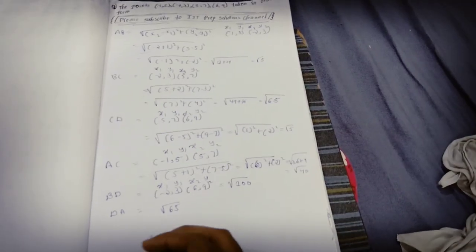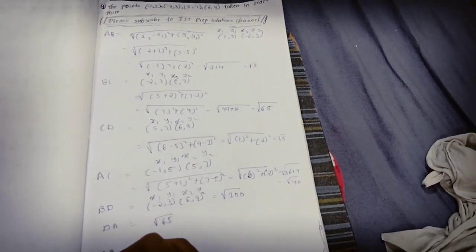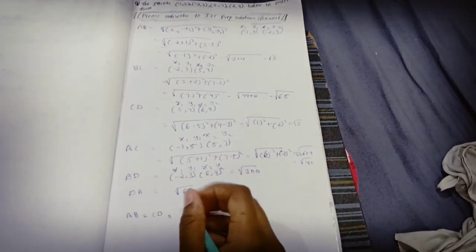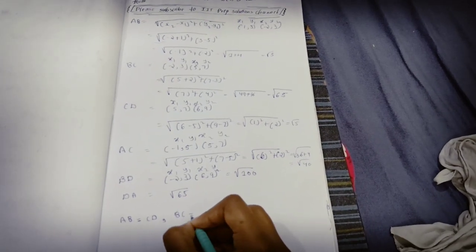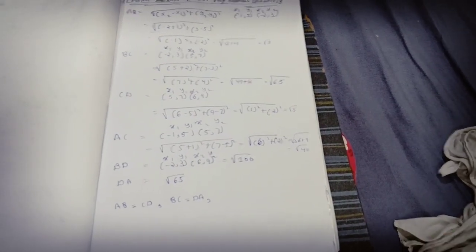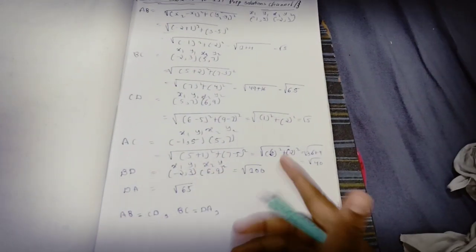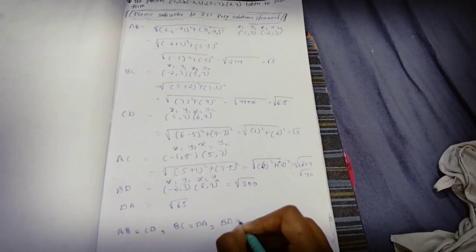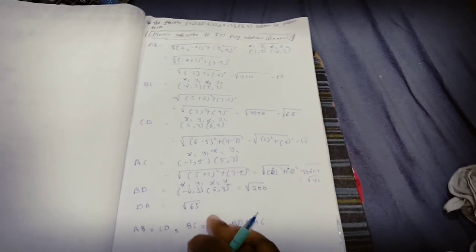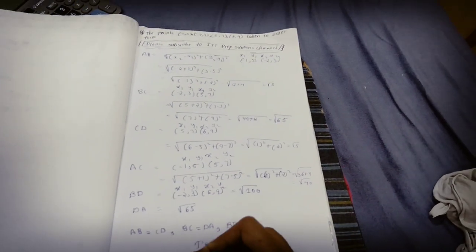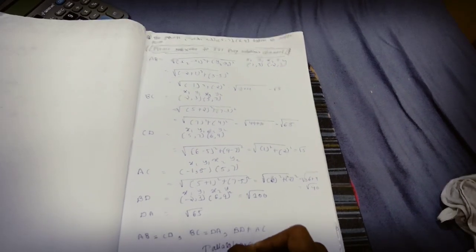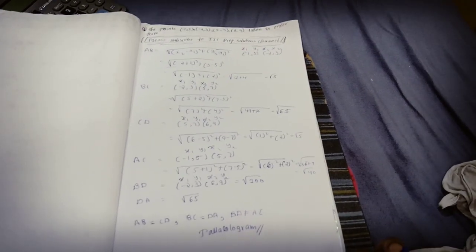Okay, now here AB equals CD and BC equals DA and BD is not equal to AC. These three conditions are satisfied by a parallelogram. For this question, parallelogram is the correct answer. Thank you for watching this video.